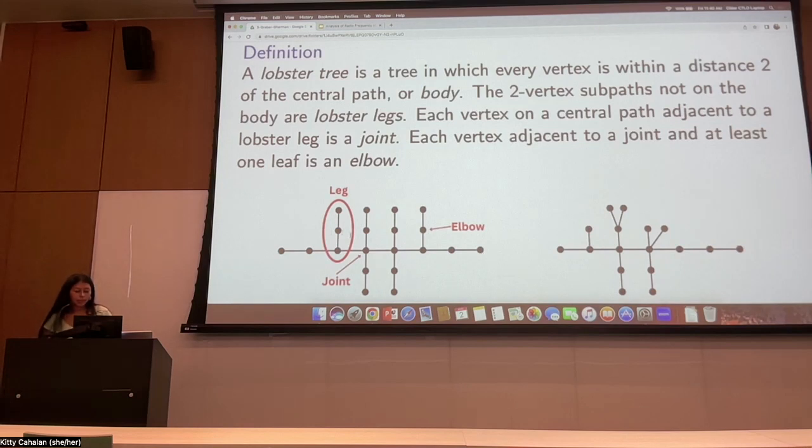And each vertex on the central path adjacent to a lobster leg is a joint. And then the joints are right here. And each vertex adjacent to a joint and at least 1 leaf is an elbow.